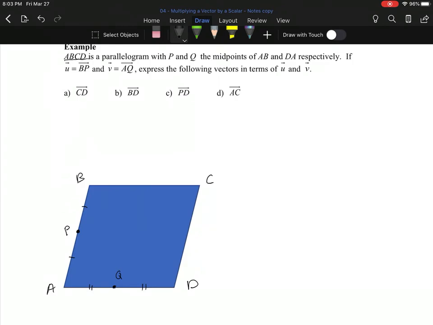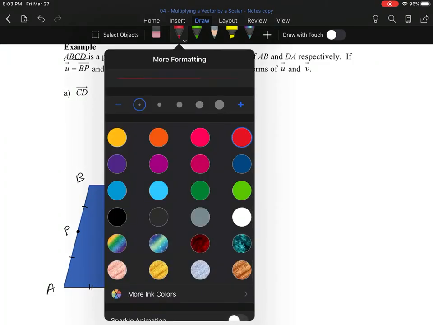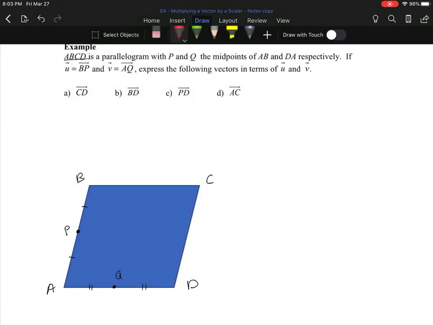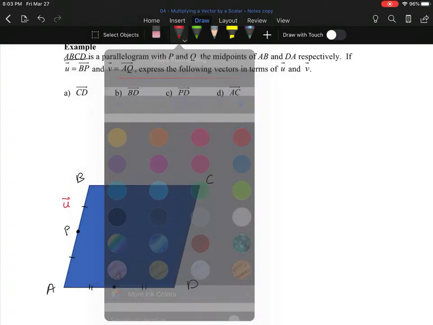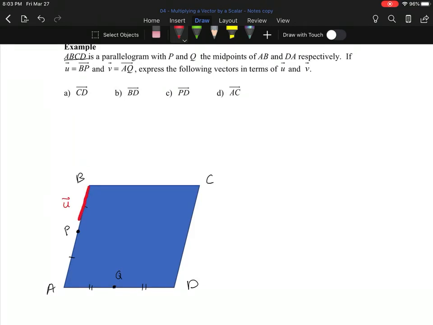And U is BP. So U is the vector. I'm going to switch colors here so you see what's happening. There's a little more than meets the eye to this question. There's the vector U in red, and it says it goes from B to P. I'm just going to make this a little bigger. I hope that's big enough so you can see what's happening here. There's U right there. It goes from B to P.